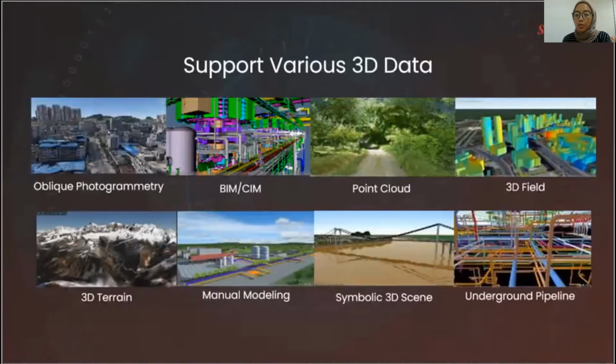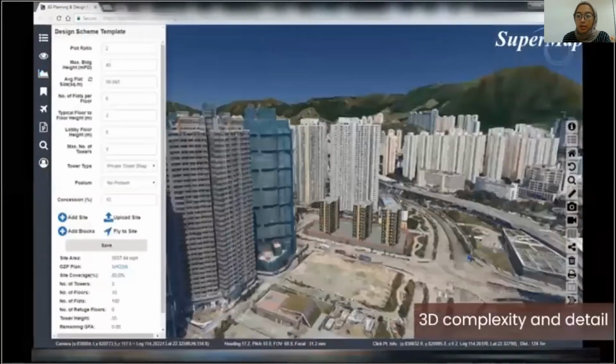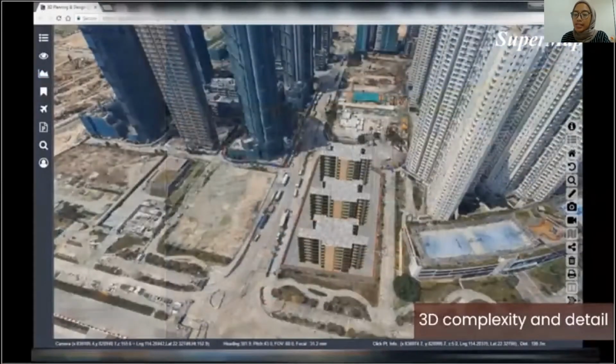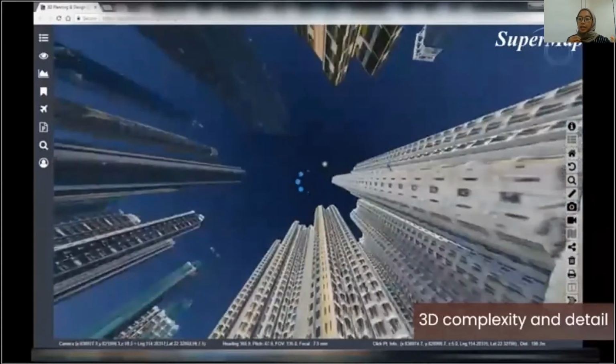And then we also support opening BIM data or building information modeling, point cloud data, 3D field, terrain that stores elevation information, and then we open it in such a scene, modeling, symbolic 3D scene, and also the underground pipeline. Okay. This slide shows you this example of the three-dimensional modeling with its complexity and details.